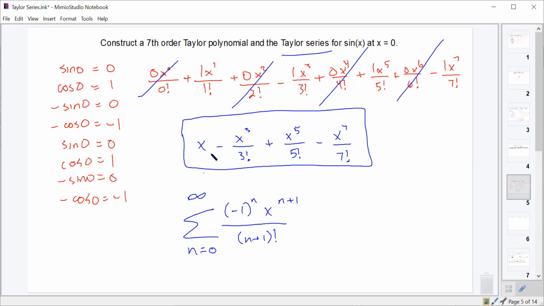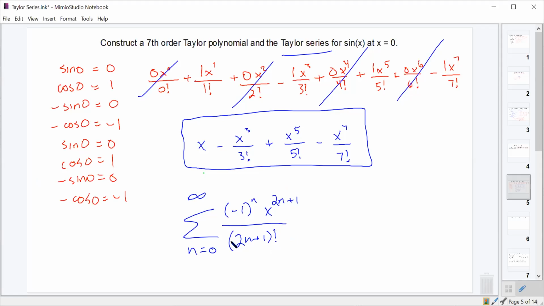But then when you go to your next term, when you go to n equals 1, we're going to have the negative, which is good, but we're going to have x squared over 2 factorial. Well, we need it to be x cubed over 3 factorial. So how can we fix that problem? Making it 2n plus 1, exactly.